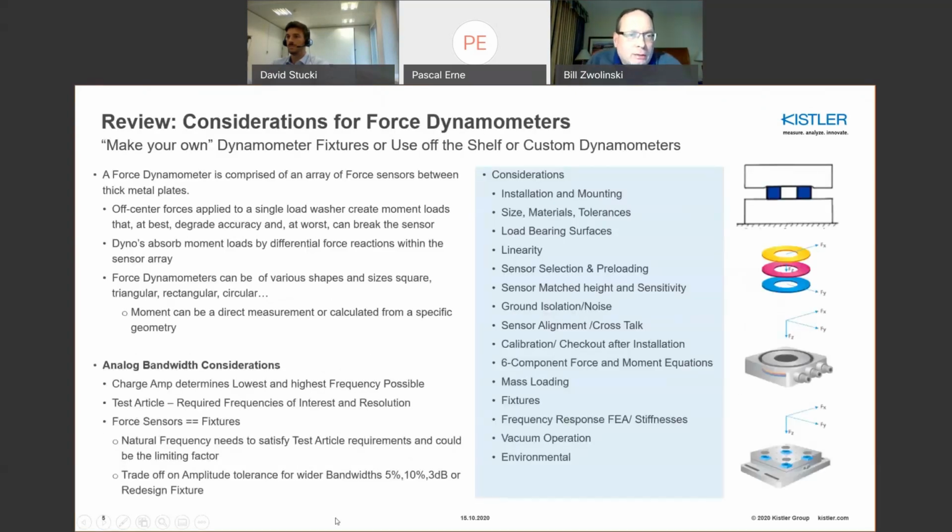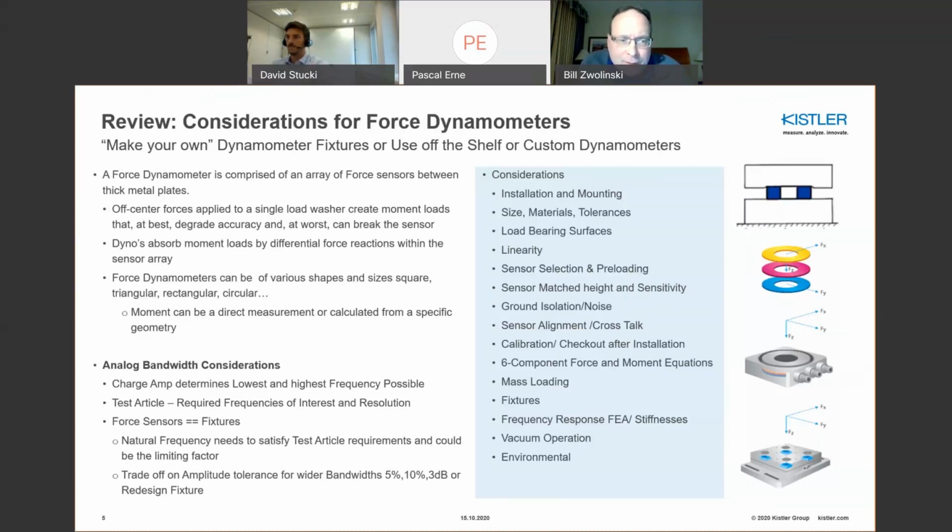And then also, just as a review, considerations for force dynamometers. The dynamometer is often used in our measurements because it can take on non-axial forces. It can calculate forces and moments. It basically absorbs moment loads and distributes the forces amongst the sensors. So it gives us a very powerful means of developing measurements of some complexity for large and small test articles.